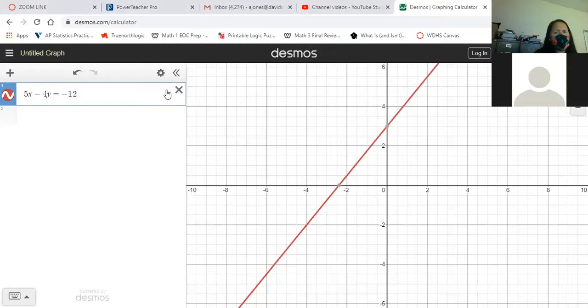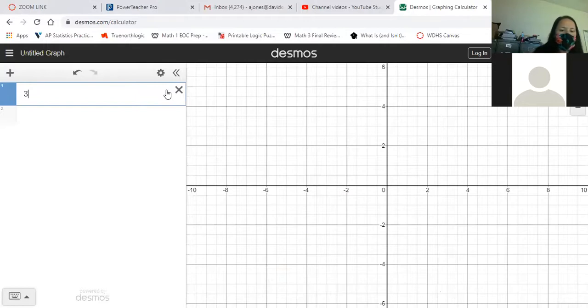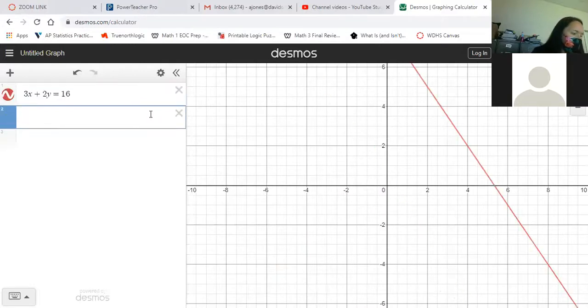So I'm just going back and forth between Desmos to show you guys how to do it by hand and then Desmos. So on number 7, we're just going to type it in: 3x plus 2y equals 16. The second equation, y equals 5x minus 5. And then where they cross is your solution. What is that solution? 2, 5. It's just hard to see. 2, 5.